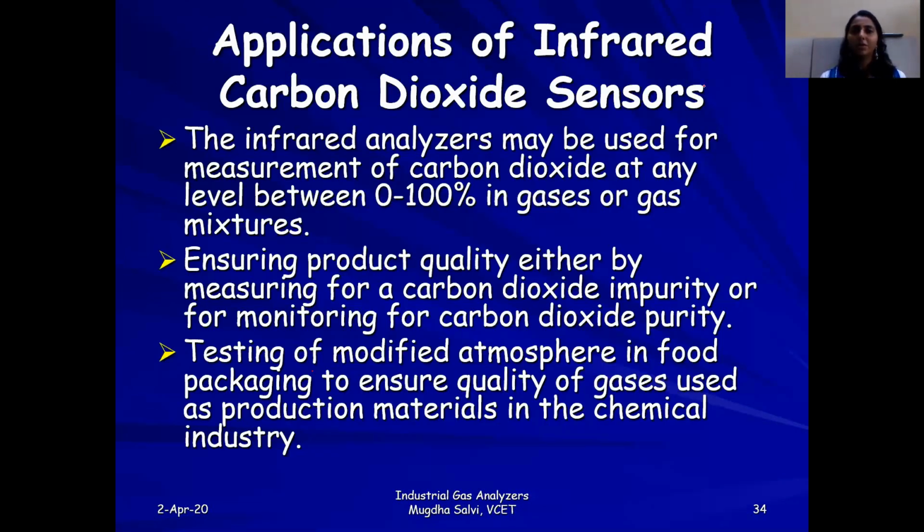Applications of the infrared carbon dioxide sensor. The infrared analyzers may be used for measurement of carbon dioxide at any level between 0 to 100% in gases or gas mixtures, ensuring product quality either by measuring for carbon dioxide impurity or for monitoring the carbon dioxide purity. That means it can measure trace amounts and percentages. Other applications include testing of modified atmosphere in food packaging and ensuring quality of gases used as production material in the chemical industry. So these are the applications of infrared carbon dioxide sensors.